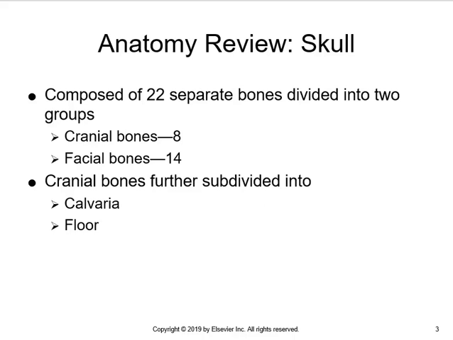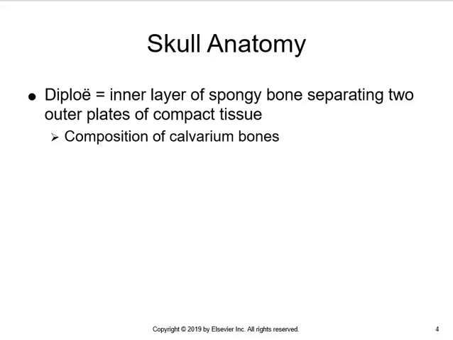Anatomy-wise, we're just going to talk about the skull today. We'll talk about the facial bones when we get to the facial bones. We'll talk about the mandible when we get there. So the skull itself is composed of 22 separate bones that are divided into two groups. Facial bones and cranial bones, and we're going to focus on the cranial bones today. So there's 8 cranial bones. We subdivide the cranial bones themselves into 2 sections, calvaria and the floor.